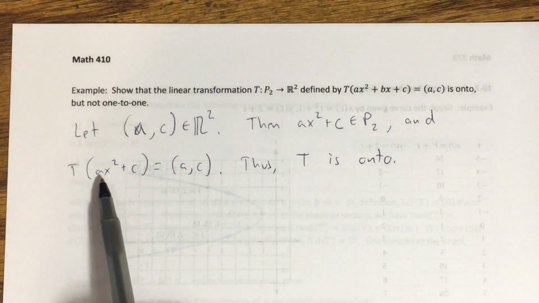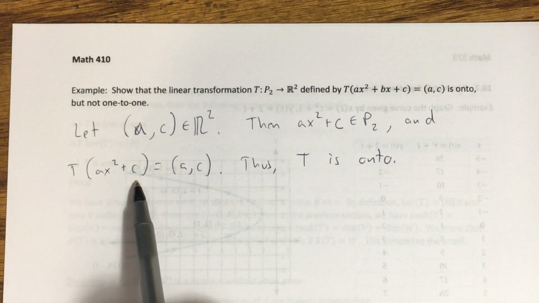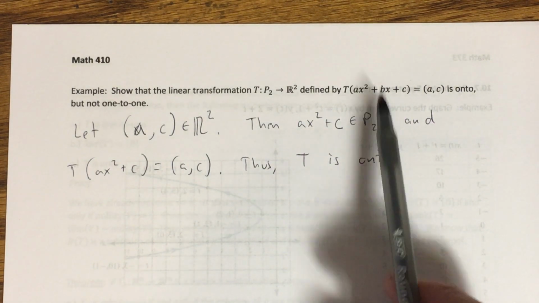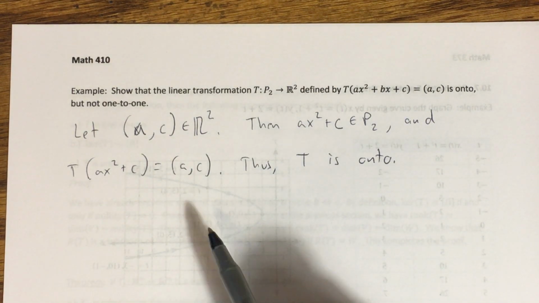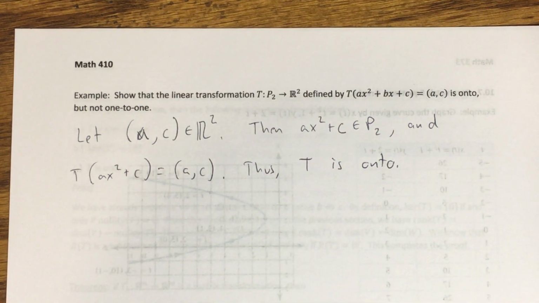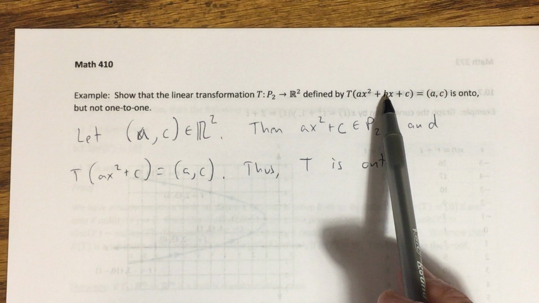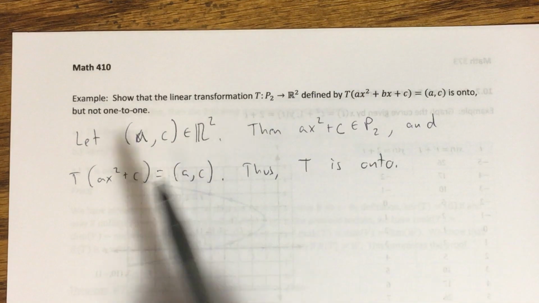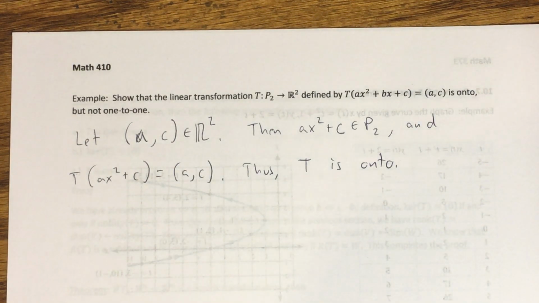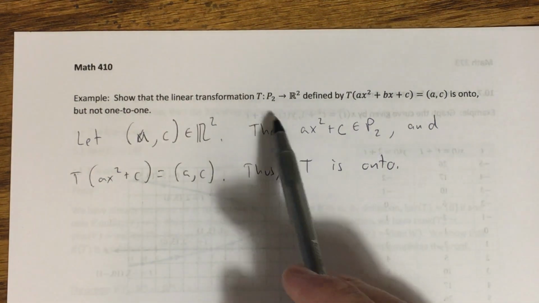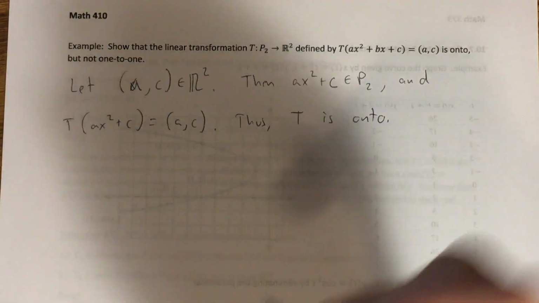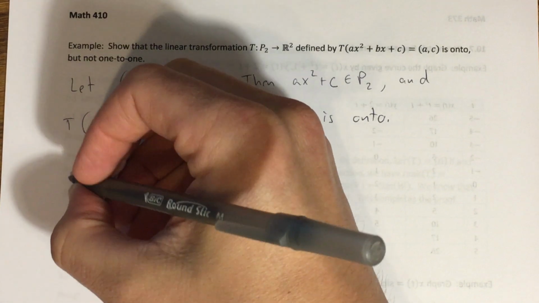Now I could have gone with other vectors as well, right? I could have used ax squared plus x plus c, because then the linear coefficient, which I'm calling b here, would be a 1, but it still would map to the vector (a, c). And that actually kind of reveals why this is not 1-to-1, because by changing the coefficient on b, I can find more than one vector in P2 that map to the same vector in R2. And that's how we show that something's not 1-to-1. I find two distinct vectors in my domain that map to the same vector in my codomain. So let's show an example of that.